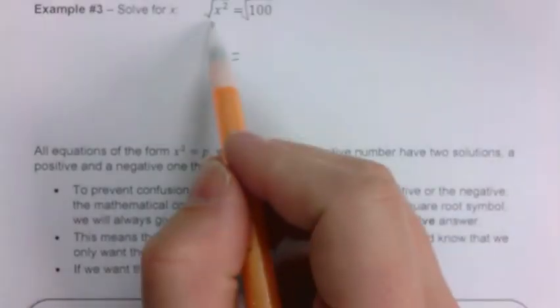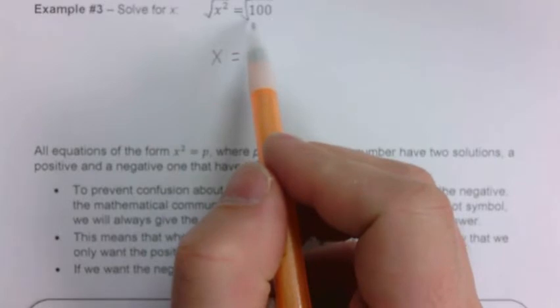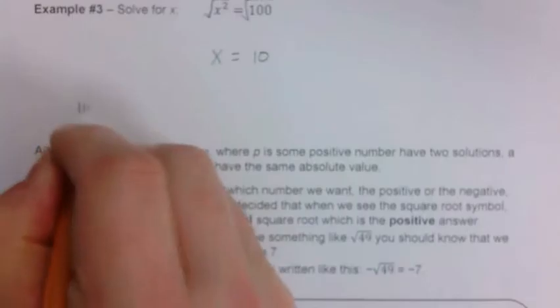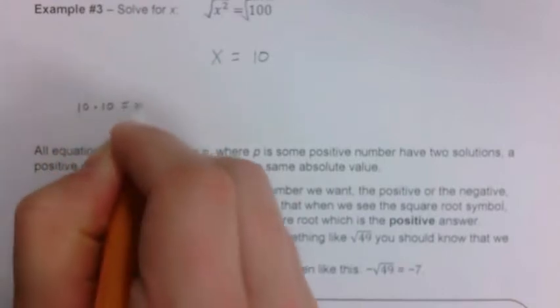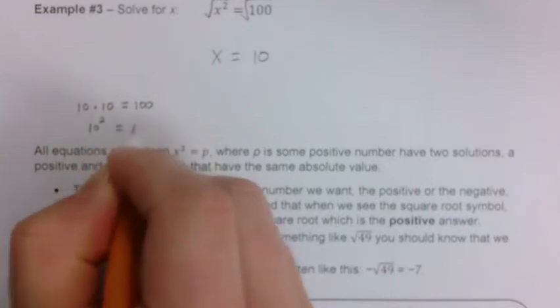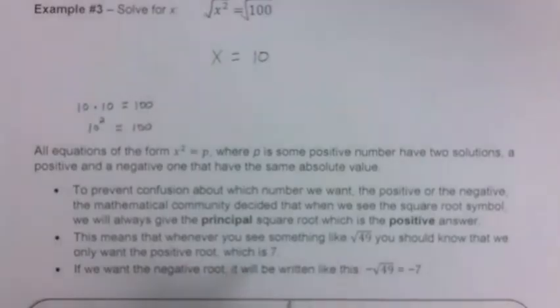Remember, what you do on one side of the equation, you need to do on the other side of the equation. So I have to ask myself, what number multiplied by itself would be equal to 100? Well, that's a pretty easy one. I know that value would be 10, because 10 times 10 equals 100. So 10 squared equals 100, and the square root of 100 is equal to 10.